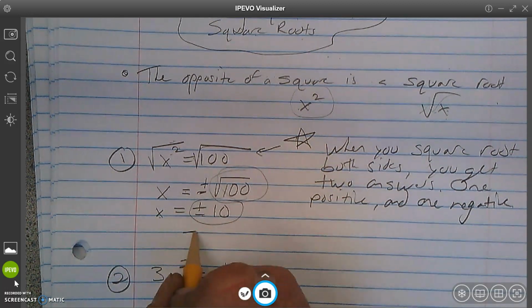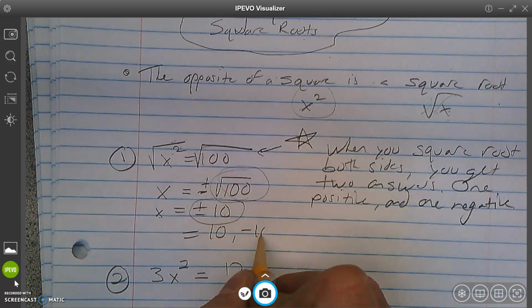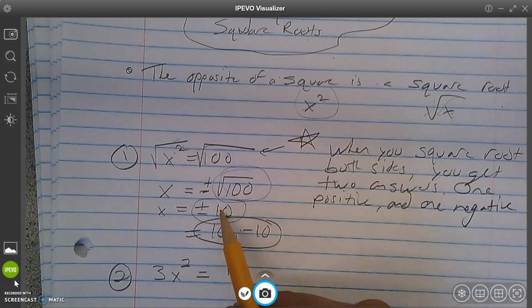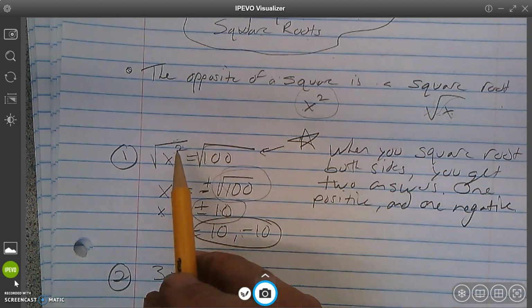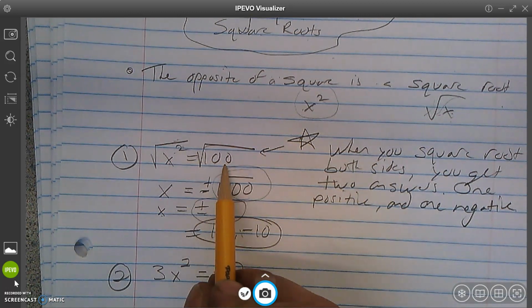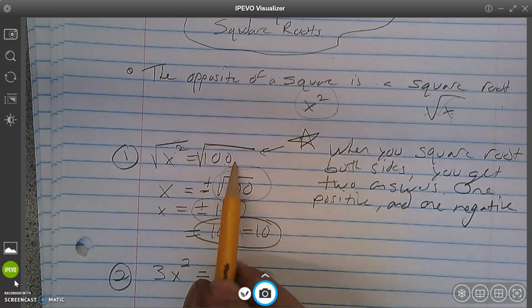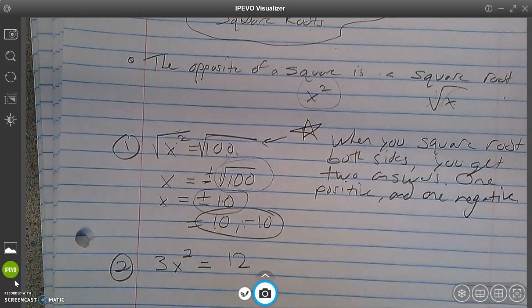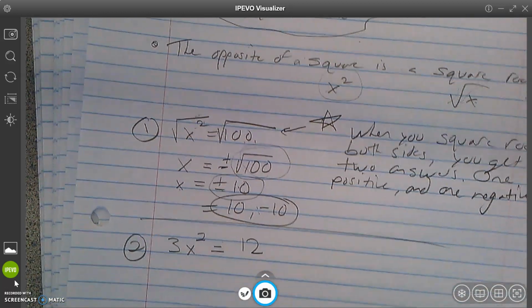So this is the same as saying positive 10 or negative 10, because 10 times 10 is 100, and negative 10 times negative 10 is also 100. That's how we get the two answers. Let's try another one.